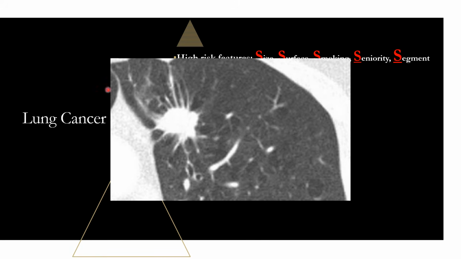So let's take a look at what that looks like. This is a spiculated nodule. You can see almost spikes coming off of here. This is very suspicious for a malignant nodule. Obviously this one was a malignant nodule. So this is what a malignant nodule is generally going to look like.